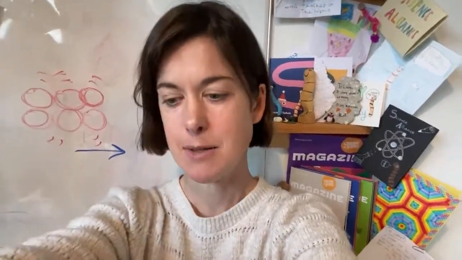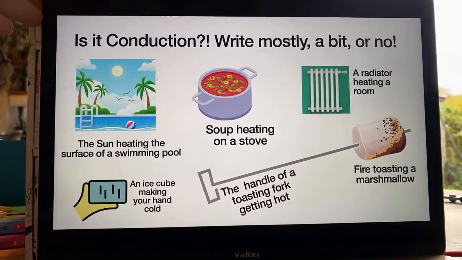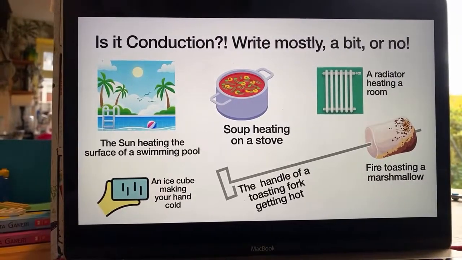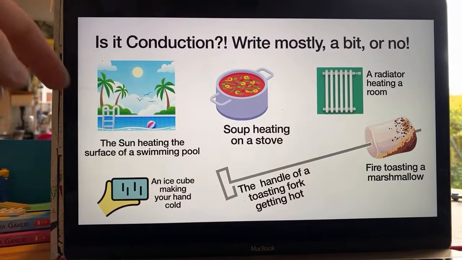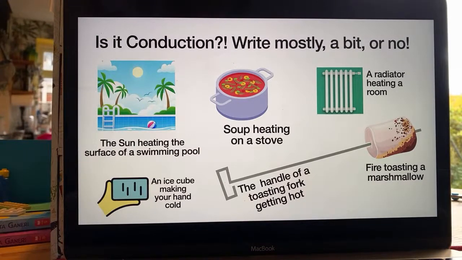You do my sheets. It's not really designed for you to get perfectly right answers. It's a brain exercise before we move on. So can you please tell me, are these scenarios conduction? You could write, if you've got the sheet, mostly, a bit, or no. What do you think? Is it conduction? So is the sun heating the surface of a swimming pool? Is that conduction in action? Is that particles passing along heat by bumping into each other?